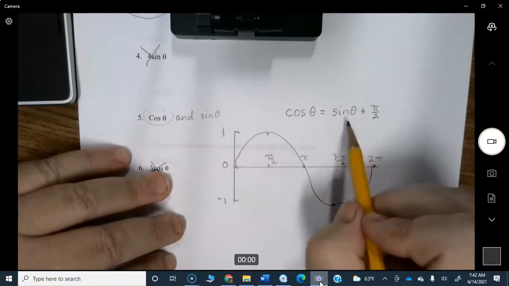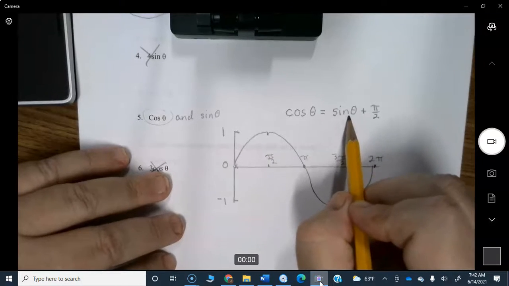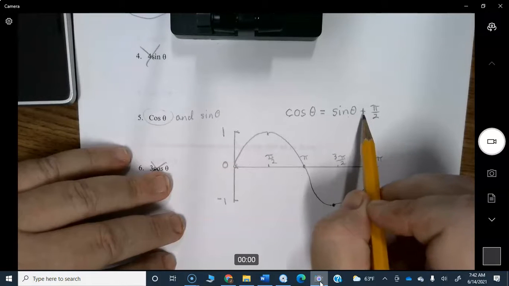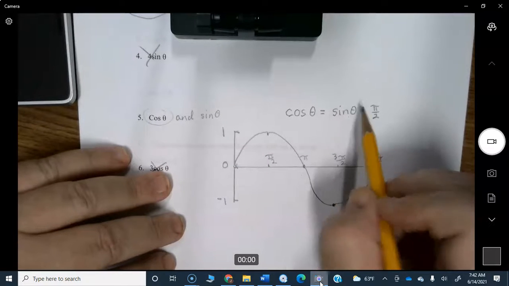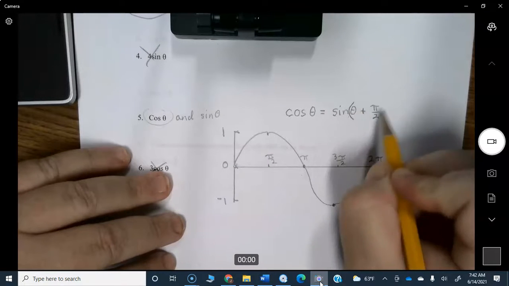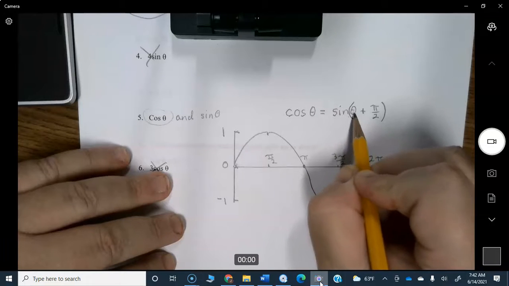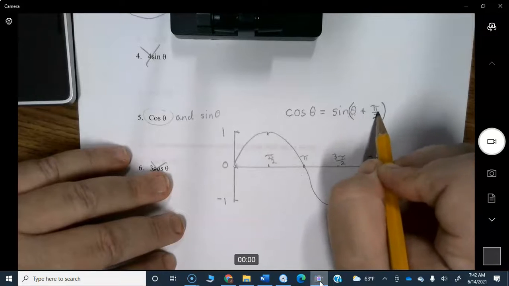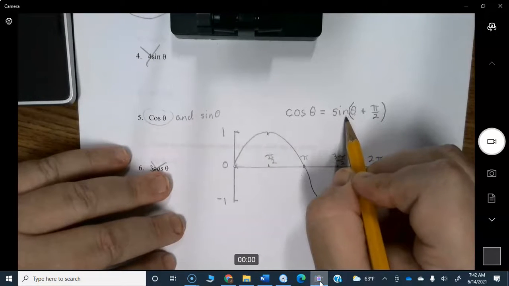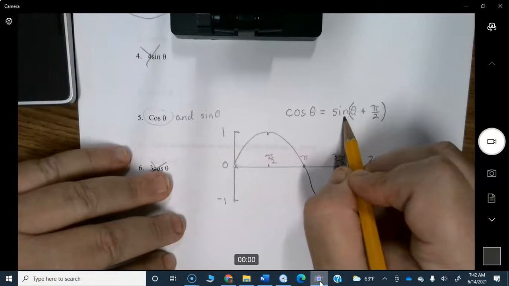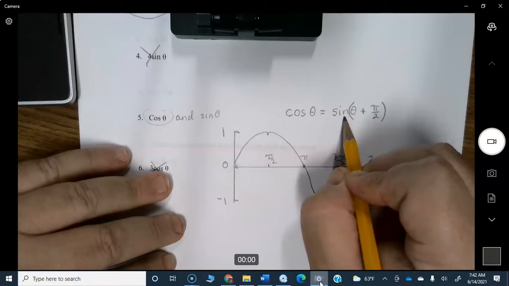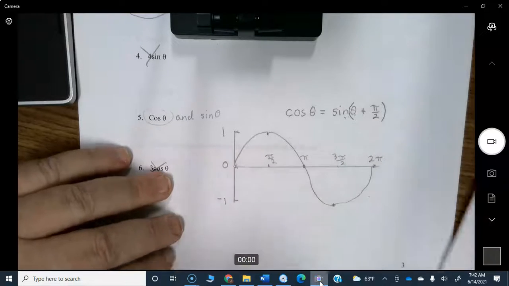So let me show you that again. You see what is the sine of a particular angle. Now you add pi over 2 to that. Now we got to be careful. It's parenthesis pi over 2. You're adding pi over 2 to the angle theta, not to the sine of theta. So we're taking the angle theta, we're adding pi over 2 to it, and taking the sine of that, and that will give us the cosine of theta.